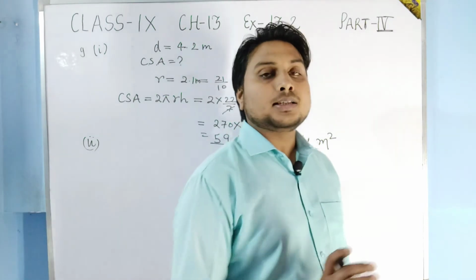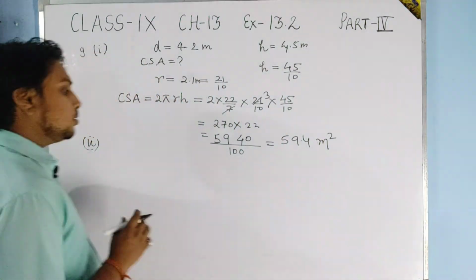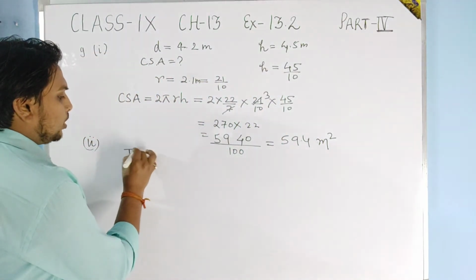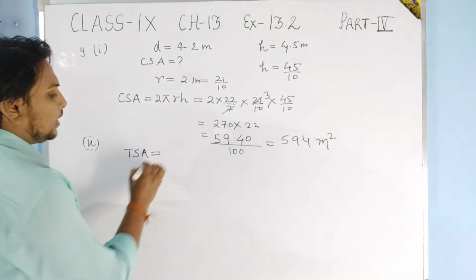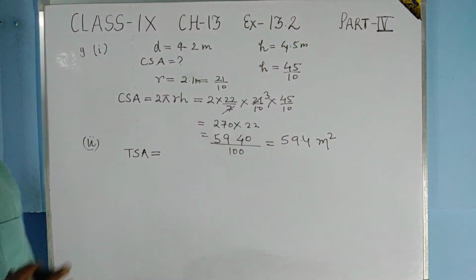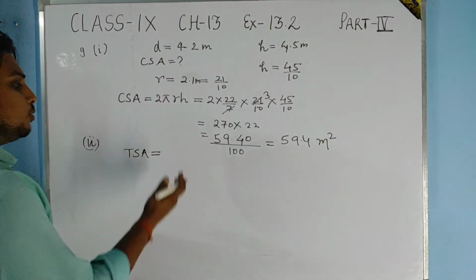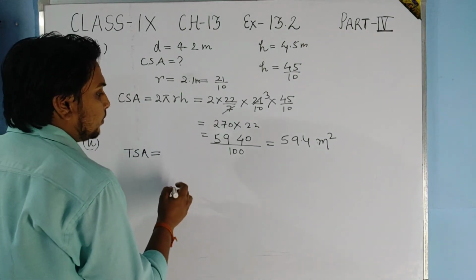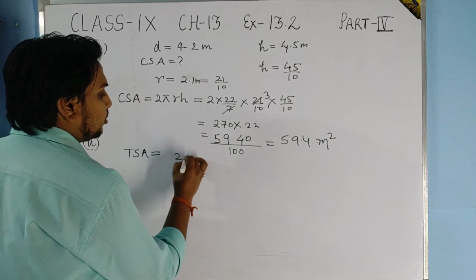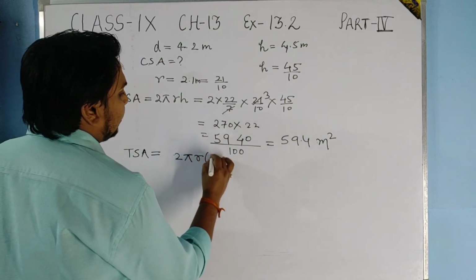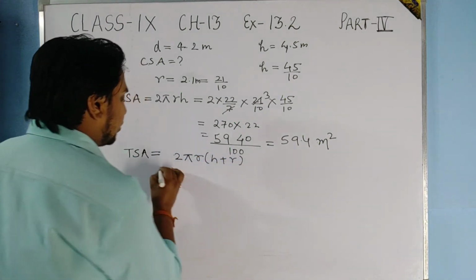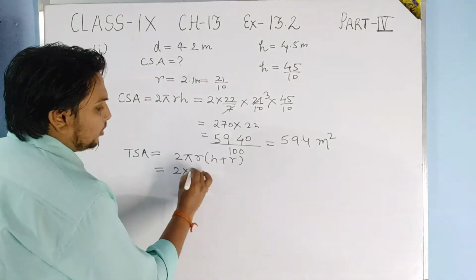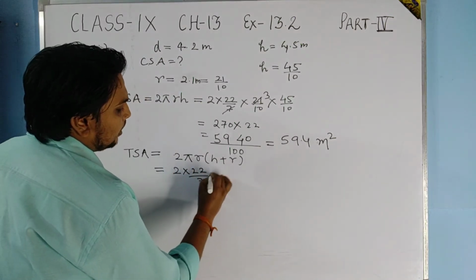We have to tell the actual amount of the steel from which the tank is made. So students, firstly we will find the total surface area, because it is said 1 by 12 of the total area. The formula for total surface area is 2 pi r times h plus r. So let us try to find it: 22 by 7, r is what?